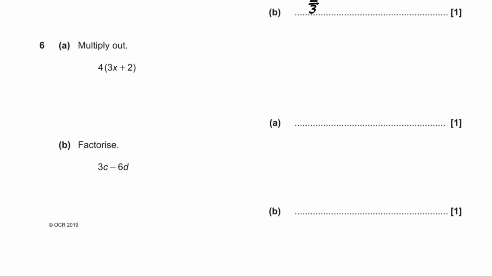Question number 6. For part A, we have to multiply out 4 lots of 3x plus 2. Well, here we've got 4 times by 3x, that gives us 12x, and then we have 4 times by 2, that gives us 8. So therefore, 4 lots of 3x plus 2 is equivalent to 12x plus 8.